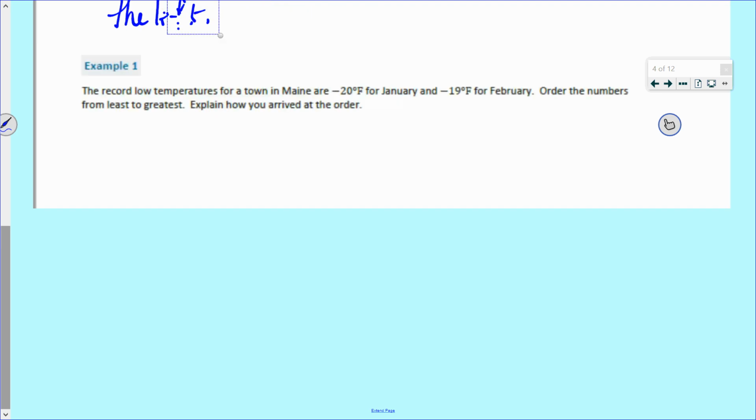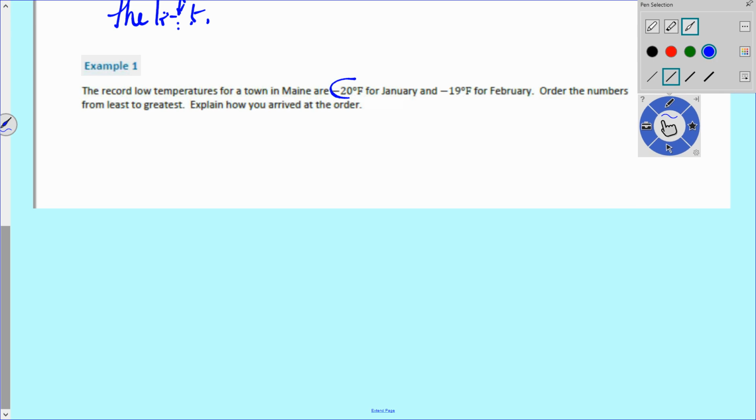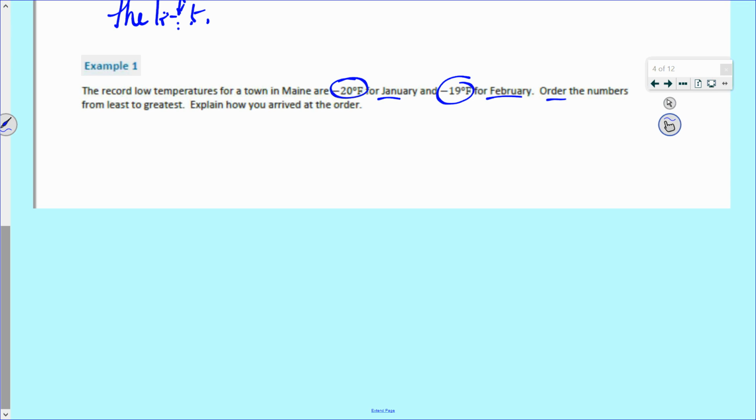The record low temperatures for a town in Maine are -20 degrees Fahrenheit in January and -19 degrees in February. We need to order those from least to greatest. Here's where marking the text really comes in on your test, guys. Because you're going to be doing least to greatest, greatest to least, opposites, writing an integer. If you're doing the wrong thing, you're going to be wrong. As simple as this is, if you don't read the directions and do what's being asked, you're going to get the wrong answer.